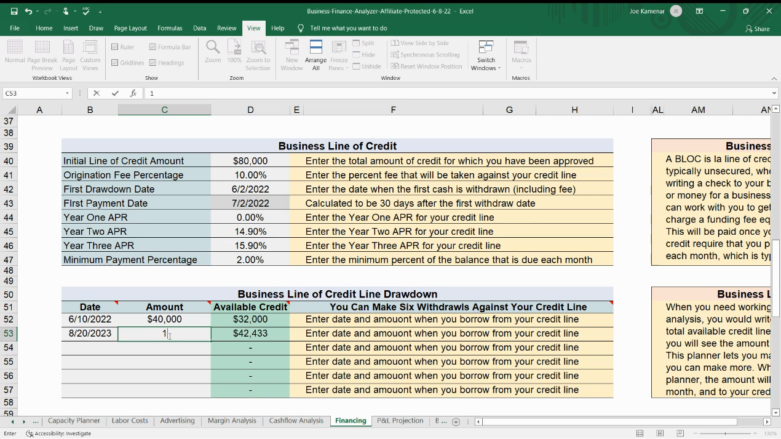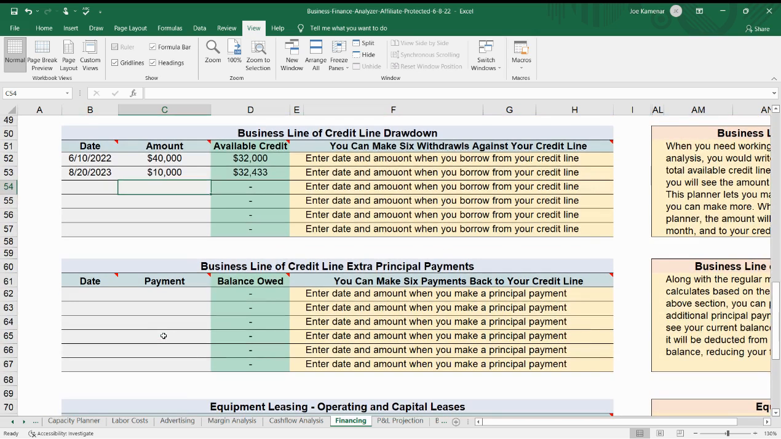So if you're going to take out 10,000, that's not nothing. There you go. So 3243. So you can borrow money. This will show your available credit, and really it's based on making your minimum payments back. So what happens? You want to make extra payments. You want to say, well, I want to pay some of this back.